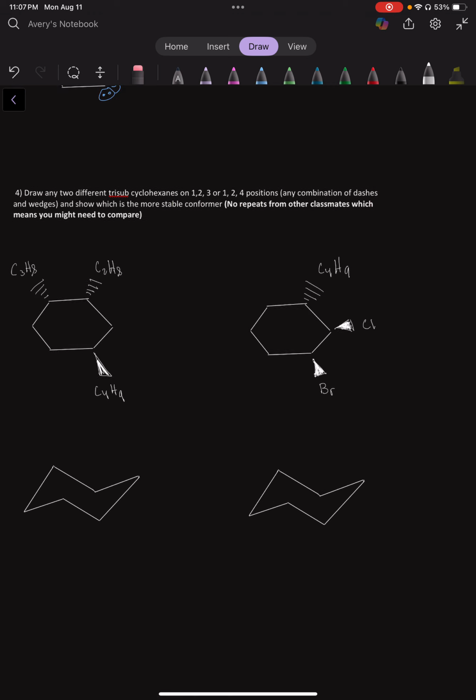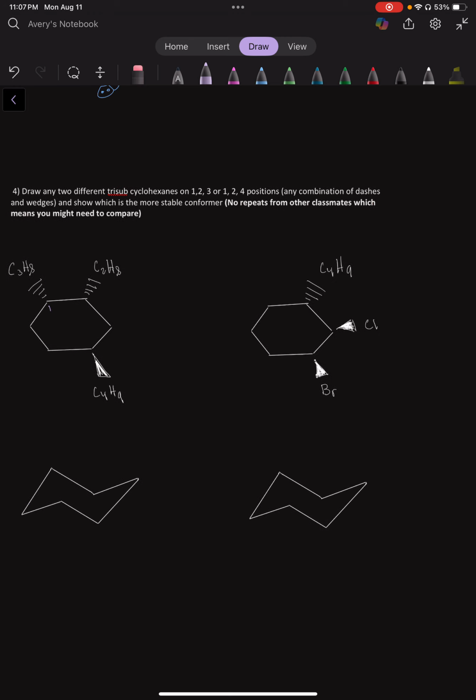Draw any two trisubstituted cyclohexanes on the 1, 2, 3 or 1, 2, 4 positions and show which is the more stable conformer. No repeats from other classmates. So I'm the only one doing this, so it doesn't matter. I found these two off of somewhere on the internet, and they fulfill the requirements because we have 1, 2, 3, 4, and then we have 1, 2, and 3.